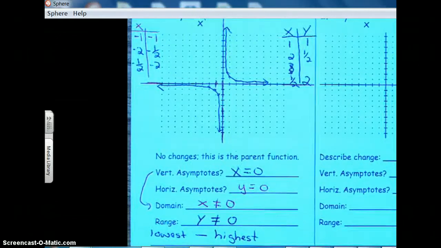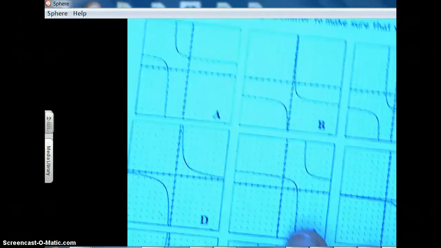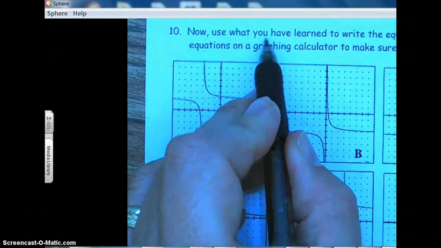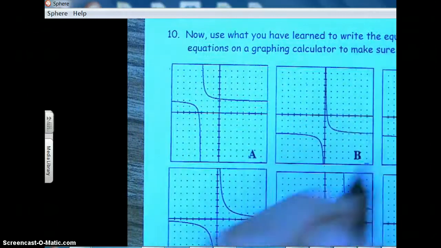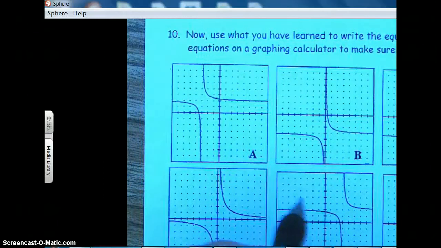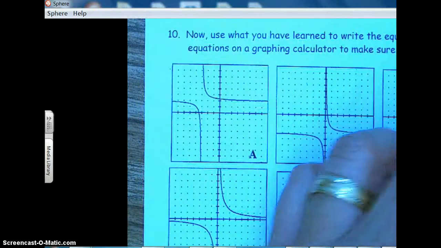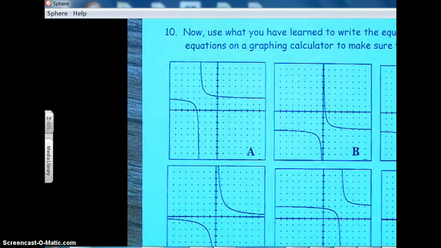Right. Let's see. Let's go to the back. These are all pretty simple. So let's go ahead and go down here to the graphs. It says now use what you have learned to write the equation for each graph below. Check each of your equations on a graphing calculator. Make sure that your equation creates the correct graph. Okay, let's start off with A.